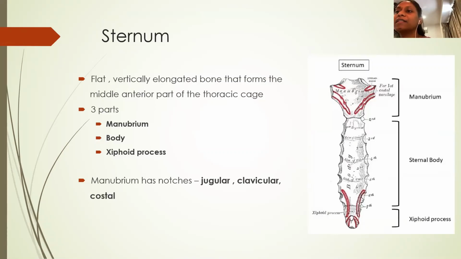The sternum is a flat, vertically elongated bone that forms the middle anterior part of the thoracic cage. It is divided into three portions, which are the manubrium, the body, and the xiphoid process. The manubrium has three notches, which are the jugular notch, the clavicular notch, and also the costal notch.